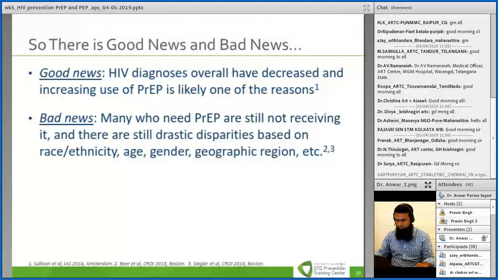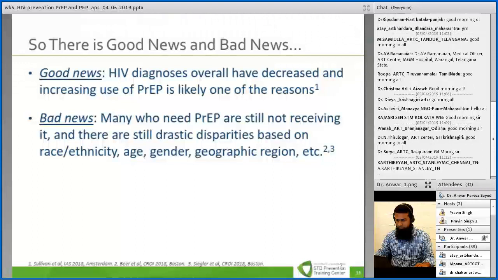He also presented the US scenario regarding pre-exposure prophylaxis, and it may apply here as well. There is good news and there is bad news. The good news is that if someone markets pre-exposure prophylaxis, HIV diagnosis is expected to increase because people may come forward for this particular intervention if they know about it. So HIV diagnoses overall have increased.